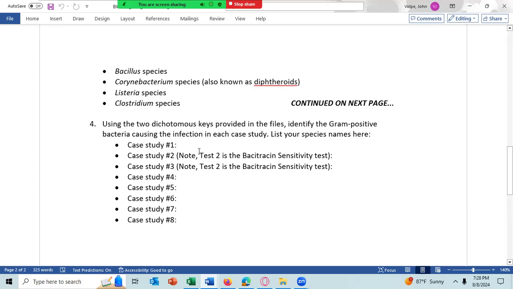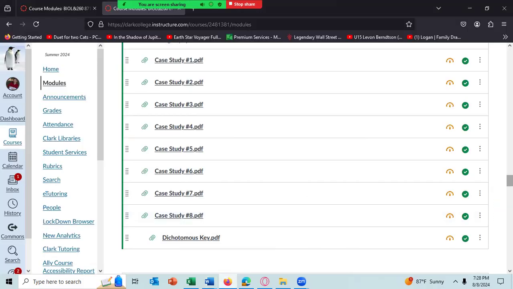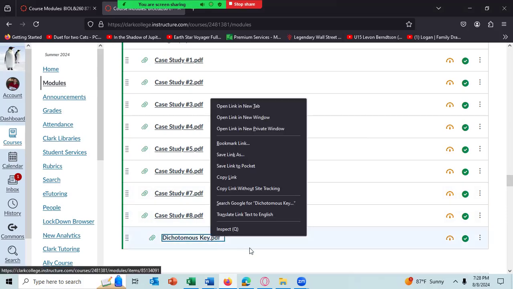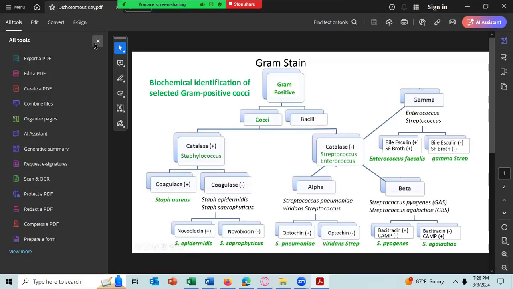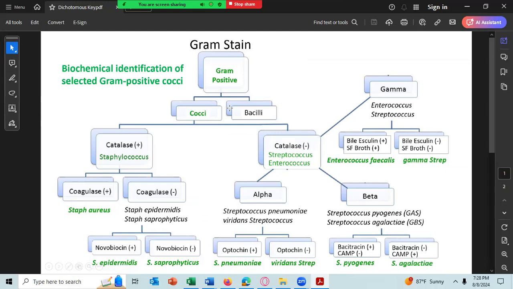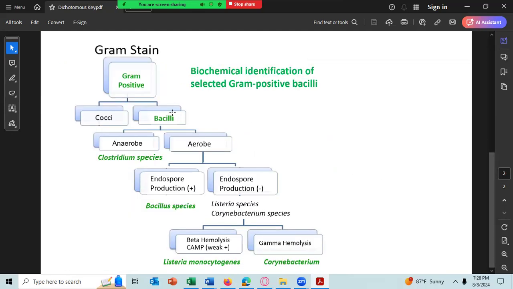But for the case studies, let's take a look at case study 1. I won't go through all the case studies, but we'll look at case study 1. Come up here. Remember, we're going to use the dichotomous keys, so let me open that up. I think I've got an easier way to do this. Let me open it from here, and then it'll show better than in Canvas. So there's the dichotomous key. Page 1 is looking at the gram-positive cocci. Page 2 is looking at the gram-positive bacilli.